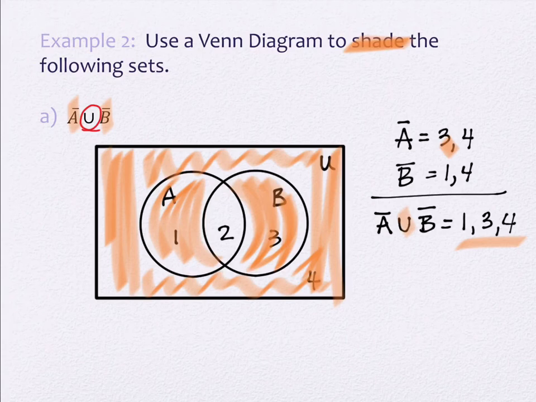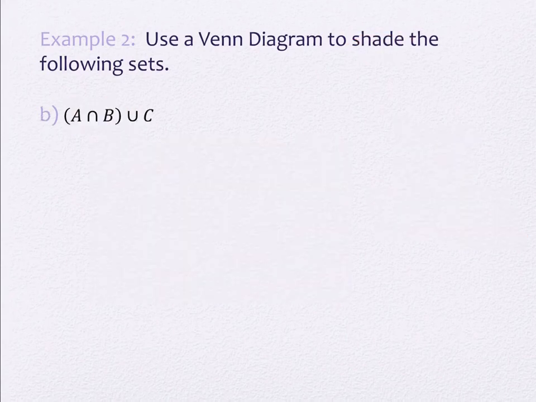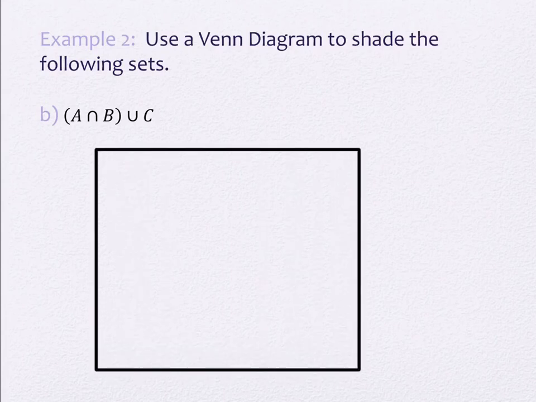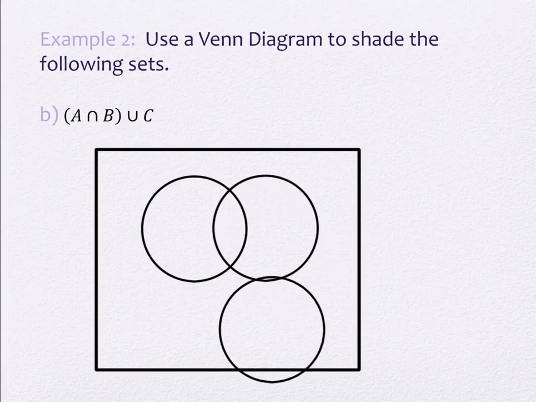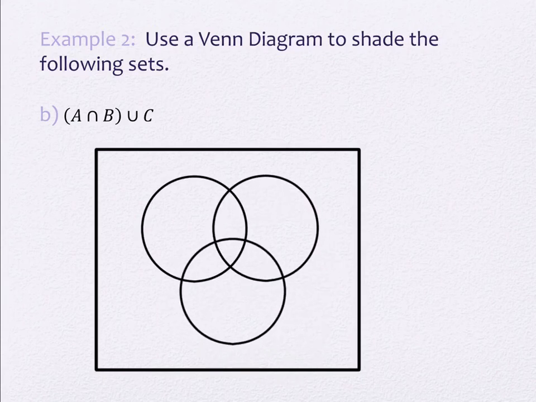Okay, let's try one with 3 numbers. There's no complements, so that will make things a little easier. You're going to draw the same rectangle, but you need 3 circles inside now. And they look something like that. And I'm going to label them across the top, A, B, and the one at the bottom, C. Okay, so diagram okay so far.